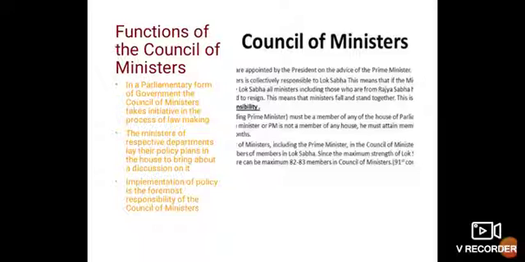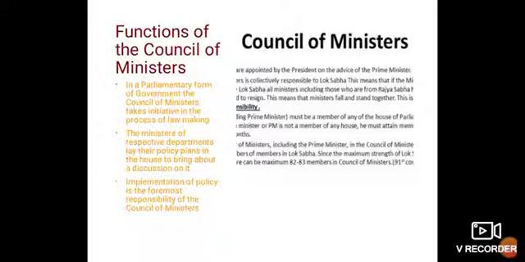implementation of policy is the foremost responsibility of the Council of Ministers. Once the Parliament approves the laws, the Council of Ministers implements them. Yes, my dear students, new rules are brought about, bills are made. After bringing them, once it is passed, the most important thing is implementation. As soon as it is passed, the ministers have to implement it as early as possible and look after it, whether it is working properly or not. So this is the main responsibility of them.